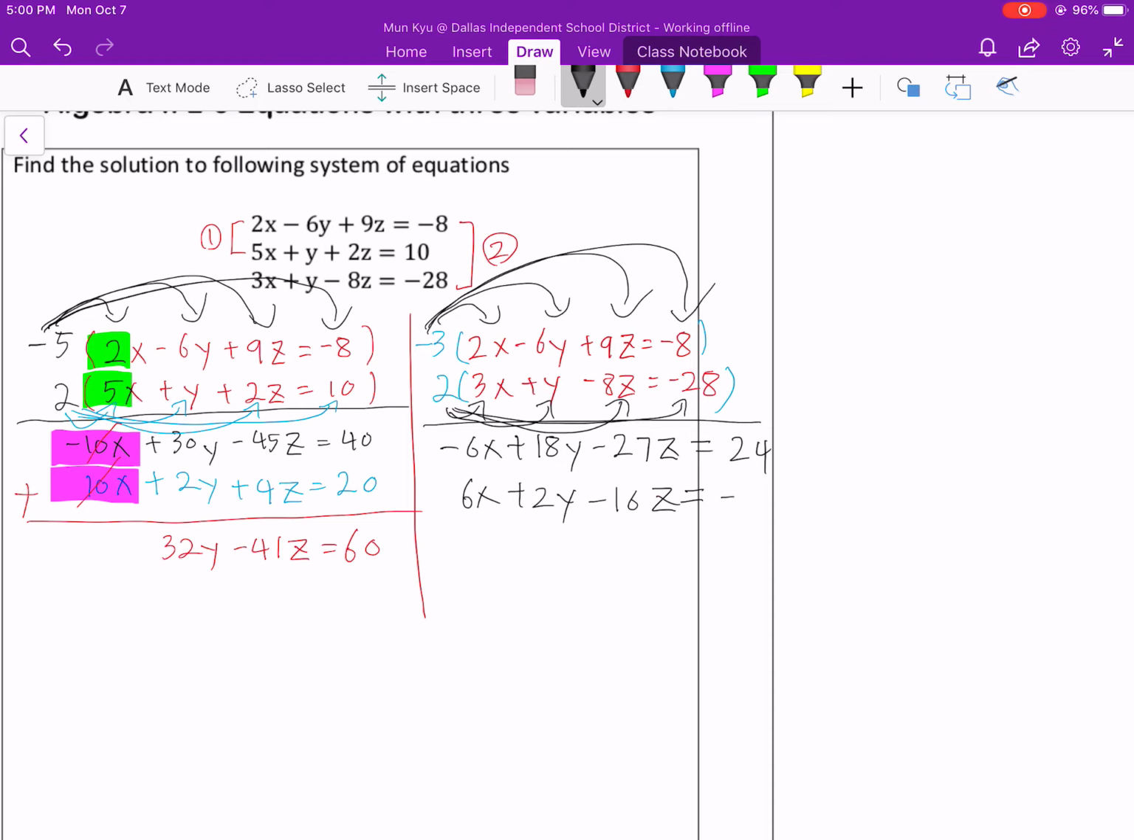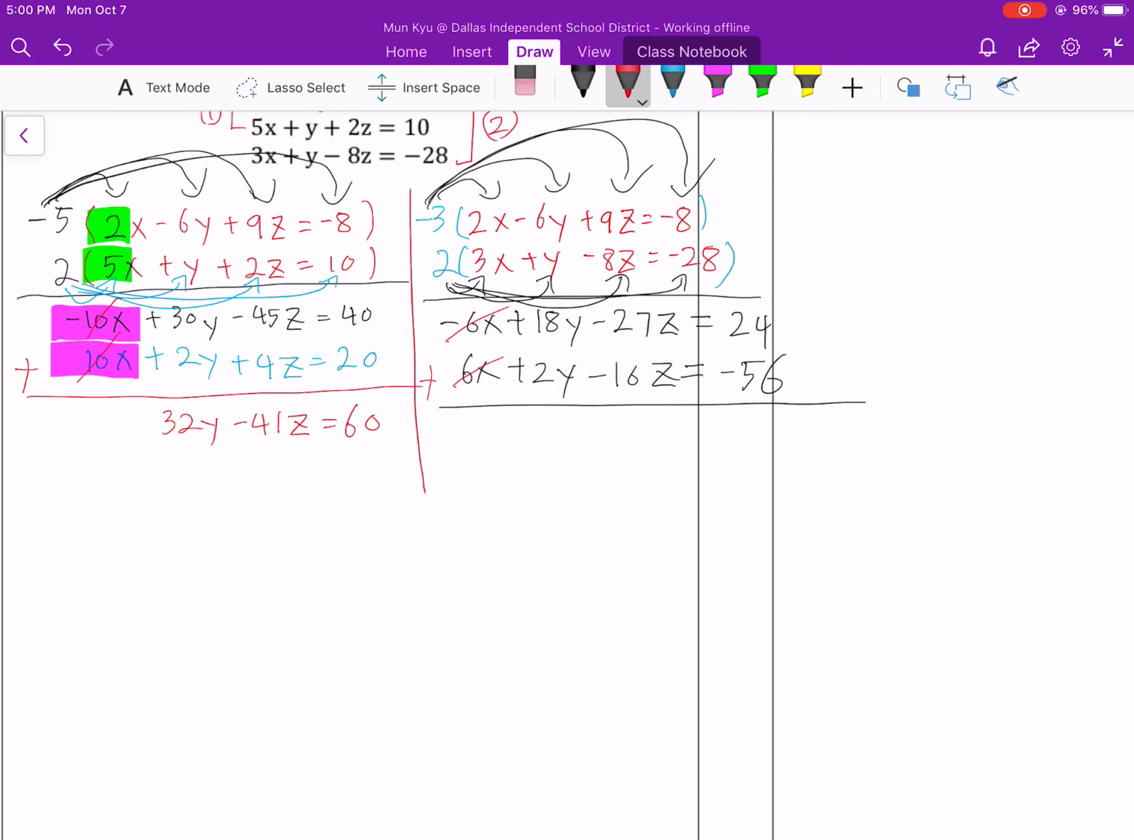And the next step is going to be simple. Obviously, you're going to add them. These two will be canceled out. And 18y plus 2y is 20y. Negative 27 minus 16 is minus 43z. And 24 minus 56 is negative 32. We're halfway done here.